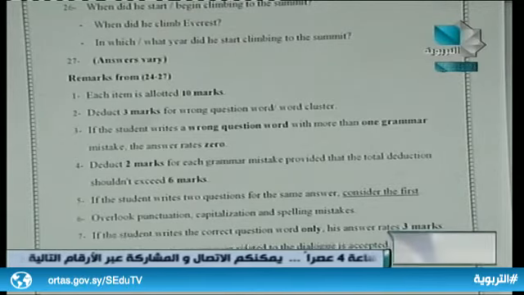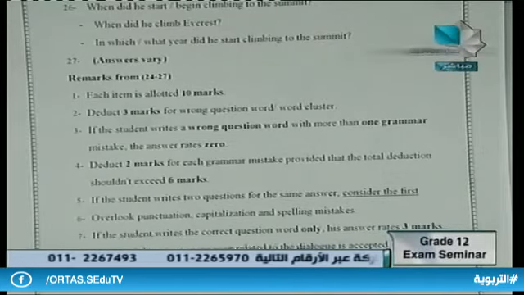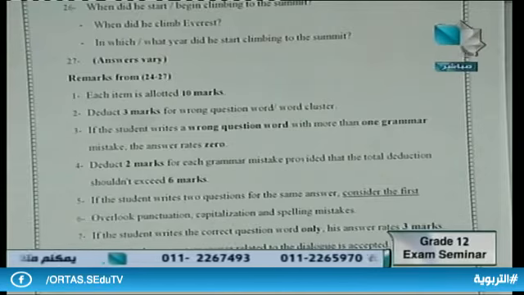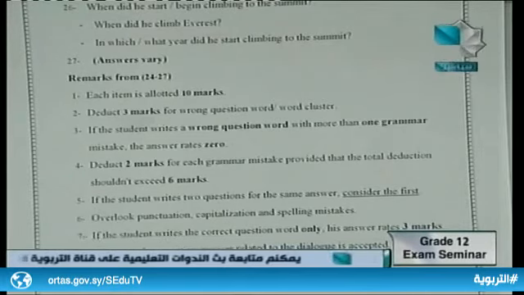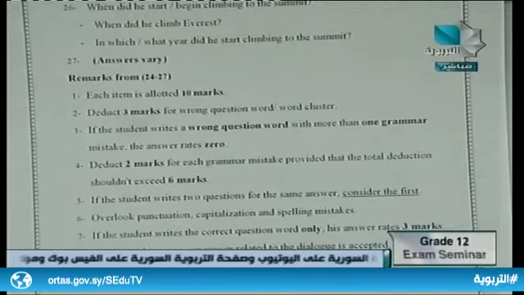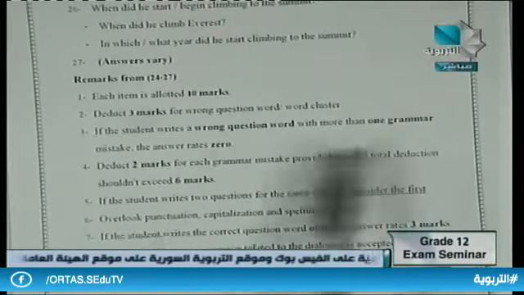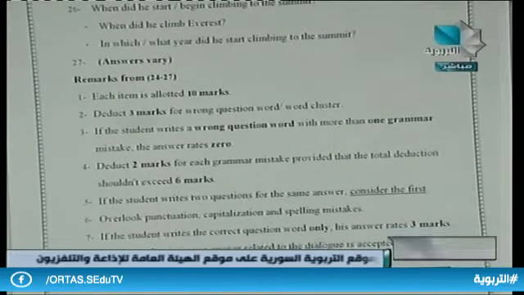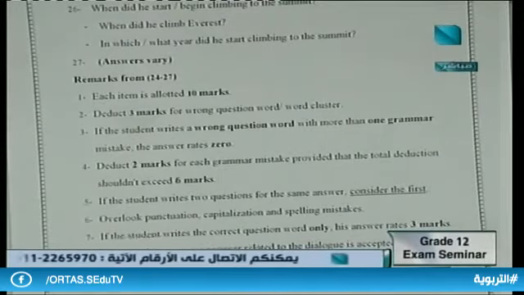Deduct 3 marks for a wrong question word or word cluster. They have to pay attention, like how many, how much. Why is one word, but how much, how long, how often are word clusters. If the students write a wrong question word with more than one grammar mistake, the answer rates 0. Deduct 2 marks for each grammar mistake, provided that the total deduction shouldn't exceed 6 marks.